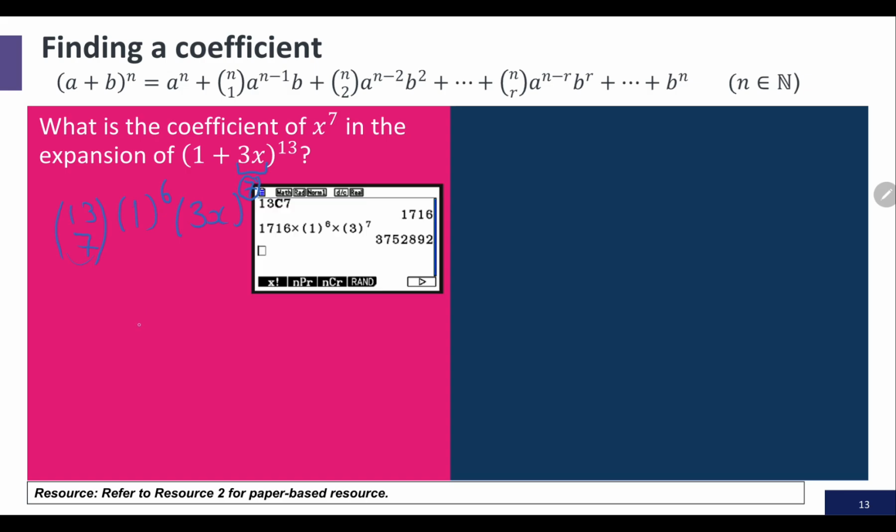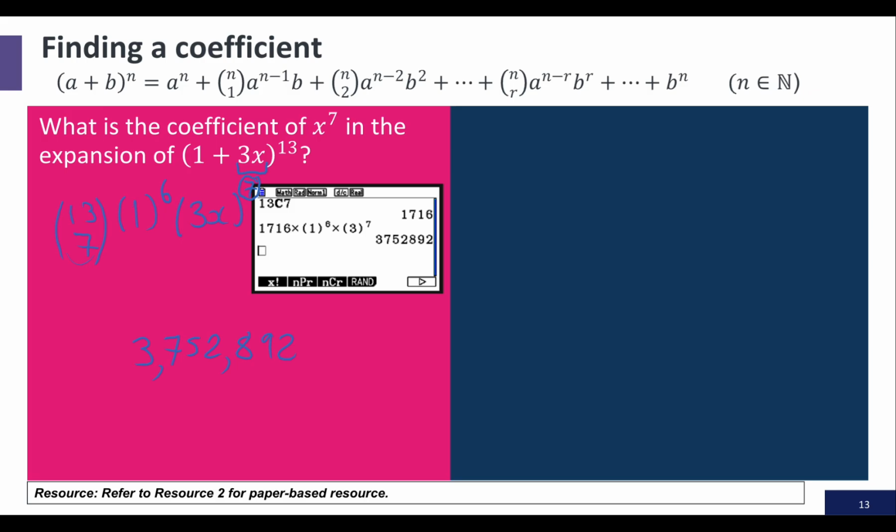13 choose 7 is 1,716. Multiplied by 1 to the 6. Multiplied by 3 raised to the power of 7. Which is 3,752,892.